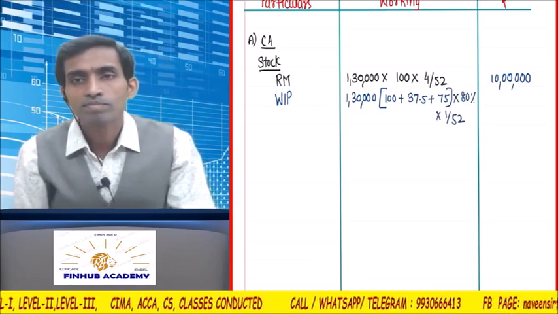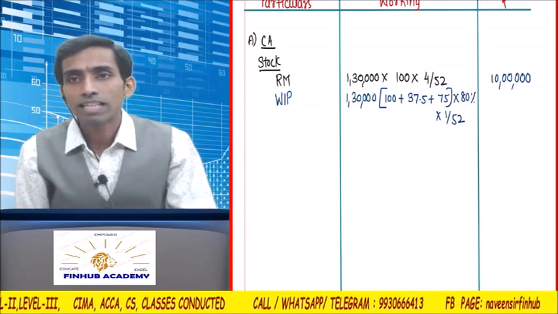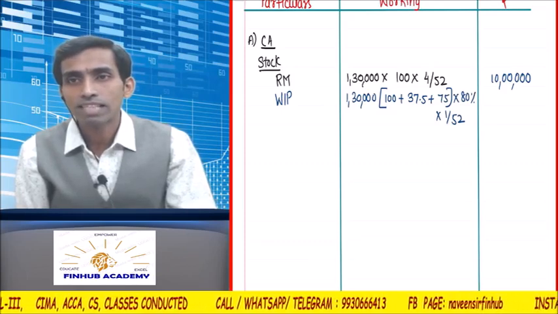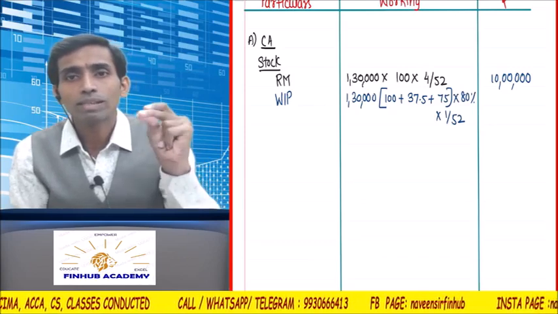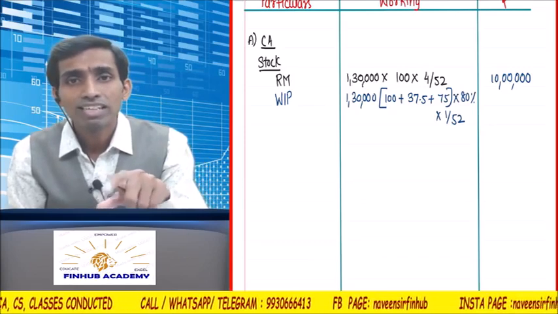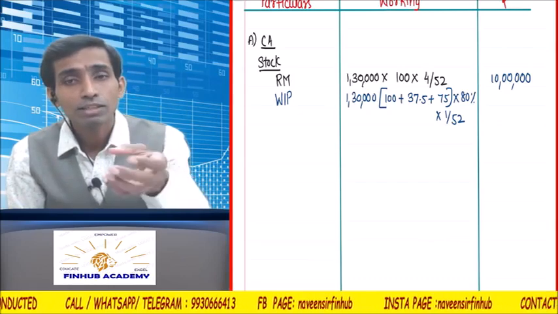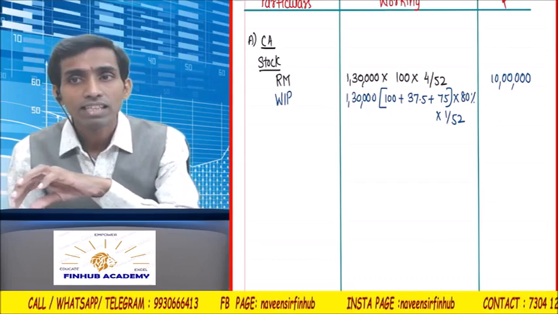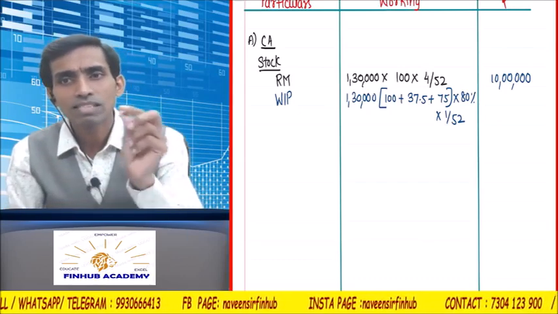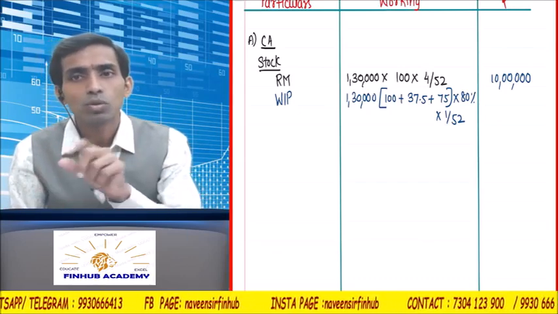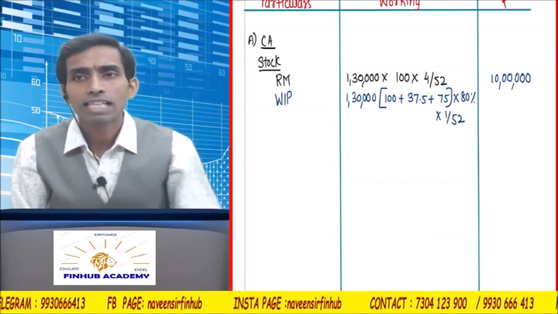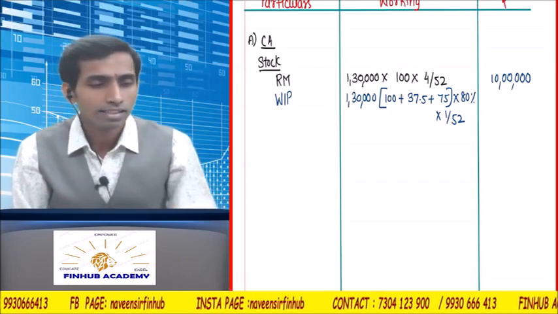Please understand. 1,30,000 in bracket 100 plus 37.5 plus 75 into 80%. Everybody, I hope it is clear. When it was 100% and 50-50, I used to take raw material 100%, and other costs 50-50%, correct? Here everything is 80%. So 100 plus 37.5 plus 75, 212.5 into 80% directly, because raw material also 80%.